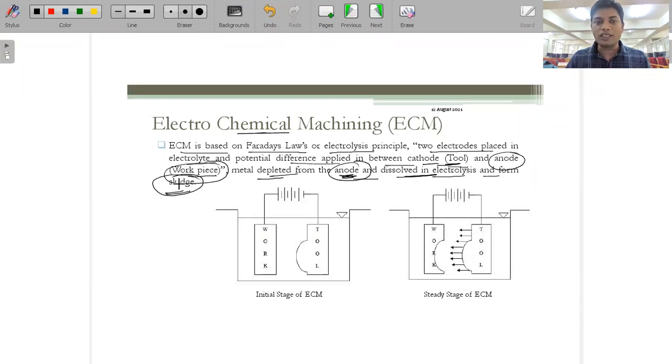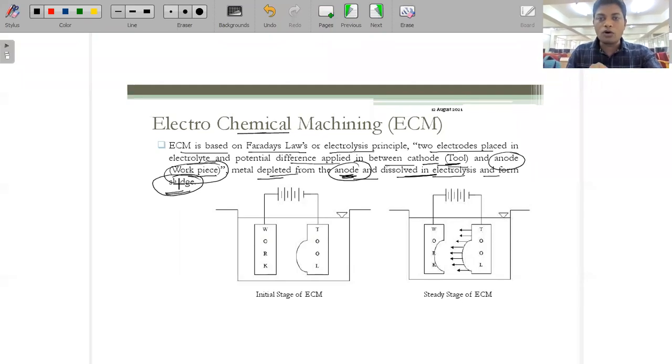So this principle is nothing but, if I simply say, then hope you are aware that this is nothing but the EC cell, the electrochemical cell. Why I'm saying that is because I am expecting that you have studied these things in 11th or 12th physics. So the EC cell is formed with two electrodes.